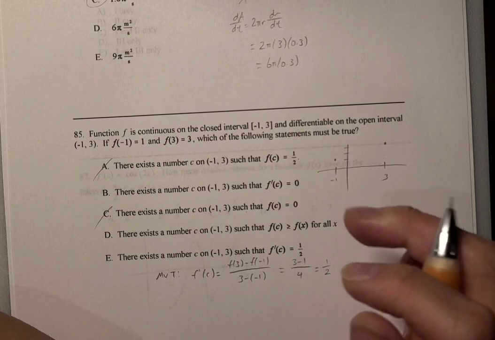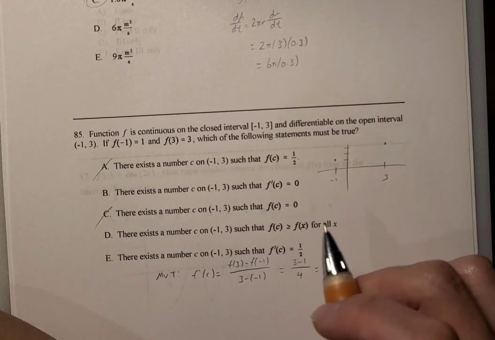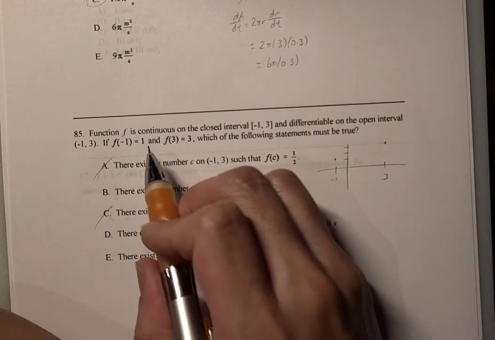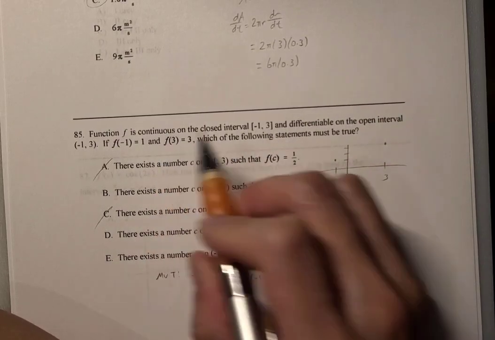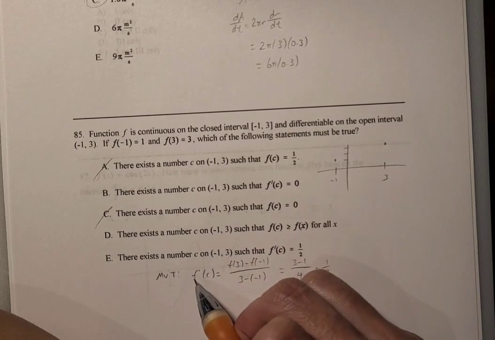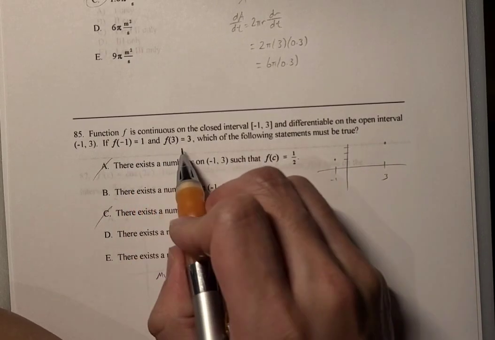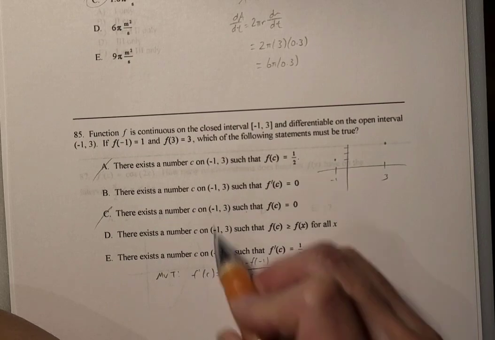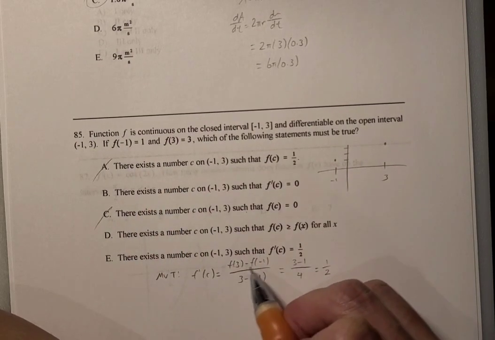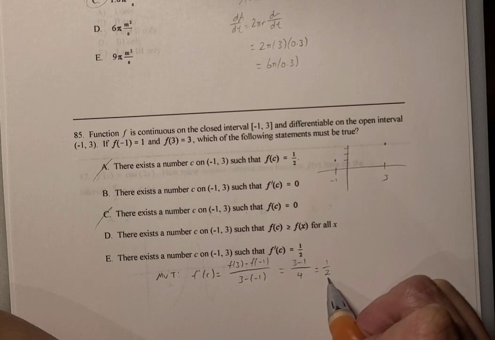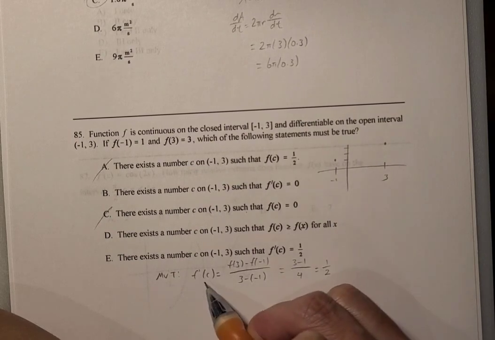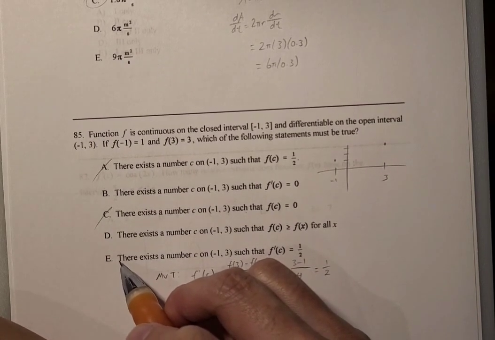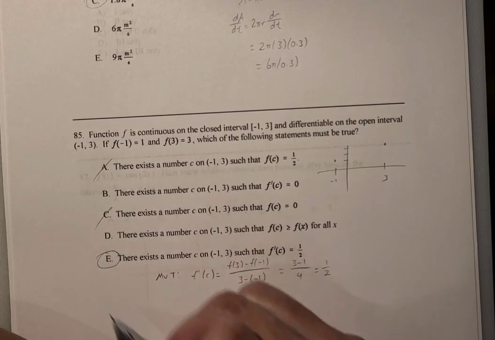Okay? Now, what does mean value theorem say? It says that between -1 and 3, it meets the conditions that it's differentiable and continuous, okay? Mean value theorem says between these 2 points, there will be some number c such that f prime of c is the average rate of change, which is what I found over here. The average rate of change is half. So there will be some c such that f prime of c is equal to half. That's choice E, actually, by the mean value theorem.